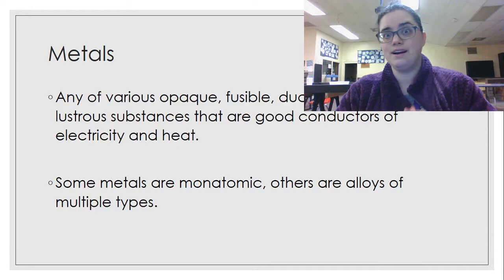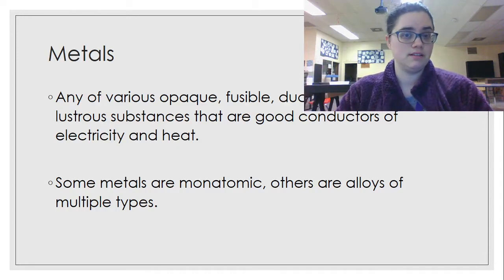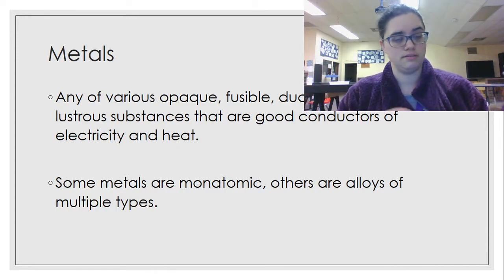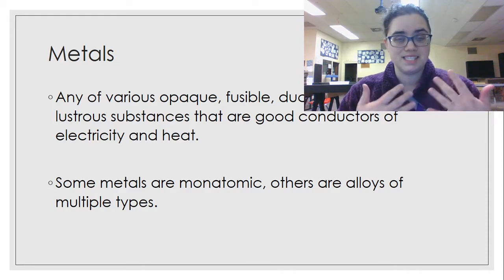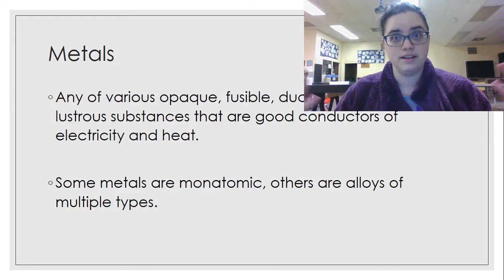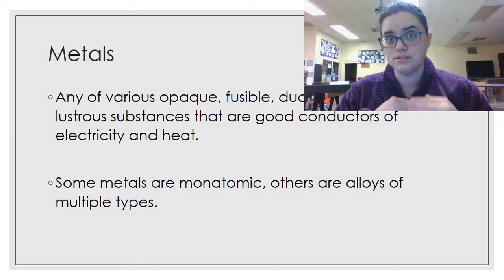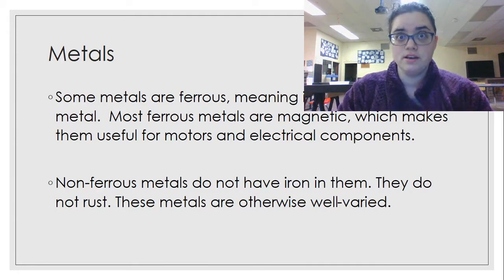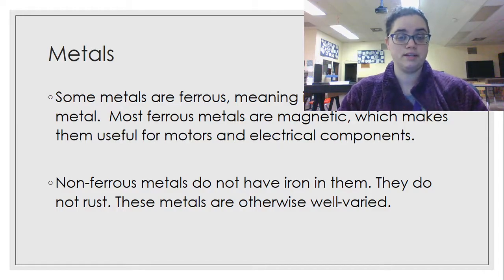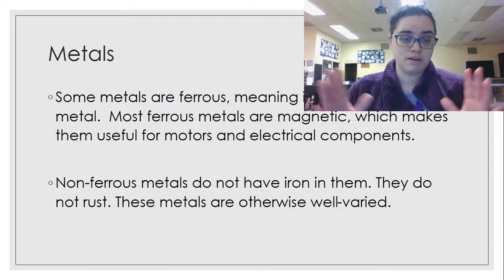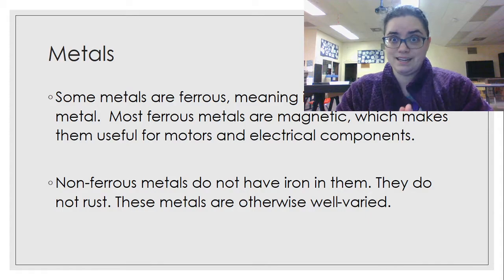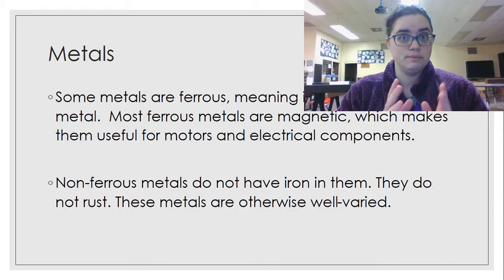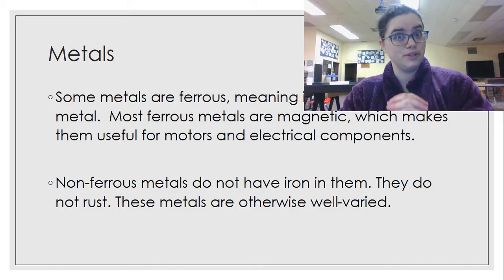Other metals are alloys of other types of metal. Like there's nickel in a lot of things, and aluminum alloys. Steel is iron and carbon, and usually other metals to help make certain properties for that steel. Some metals are ferrous, coming from the word for iron in Latin, and probably Greek as well, if I think about it. It just means there's some amount of iron in the metal. And ferrous metals are magnetic, and you can use them in motors and electronic components, which is really cool.